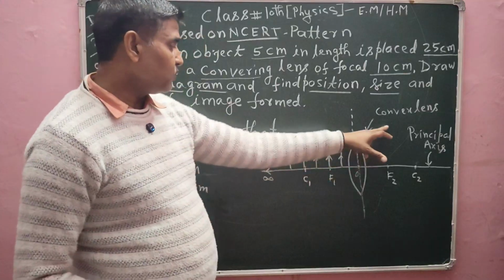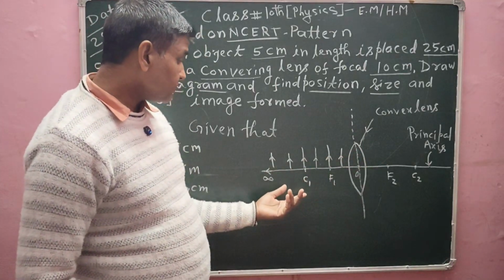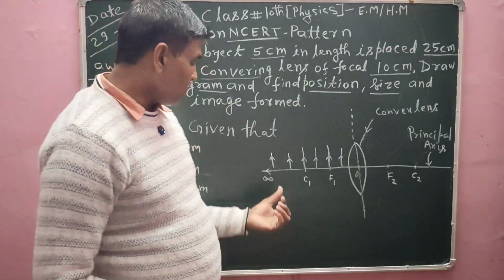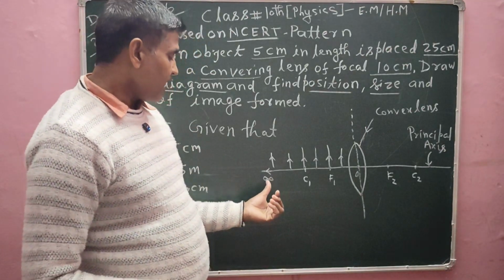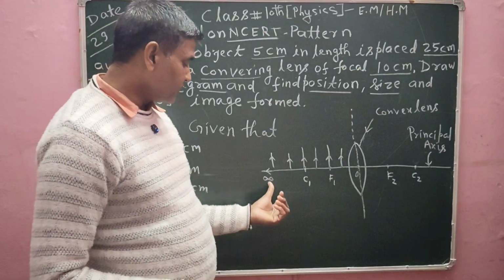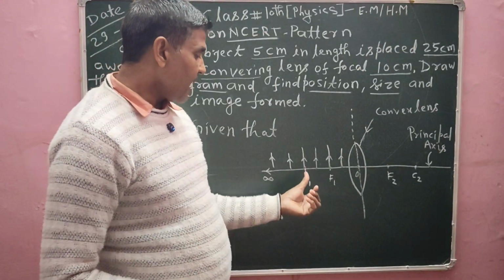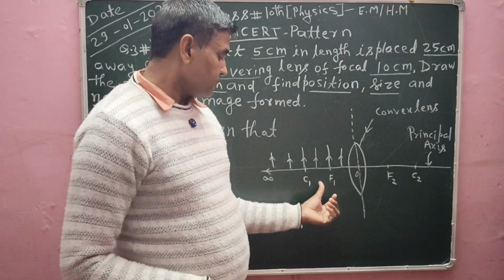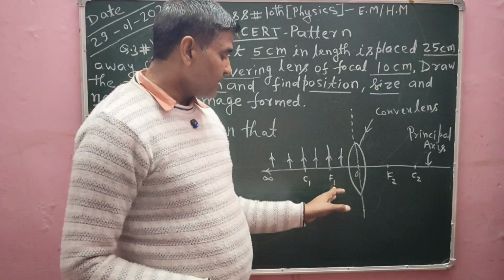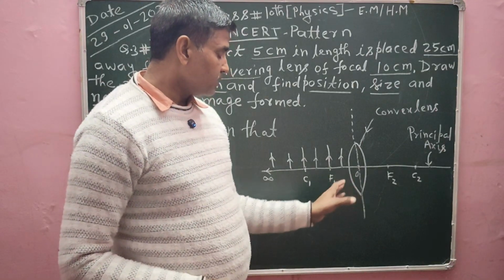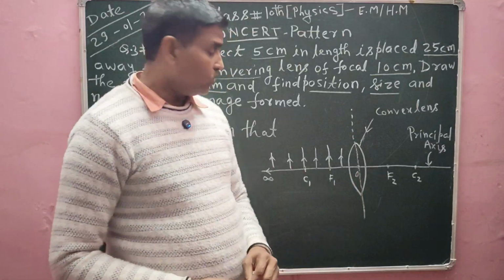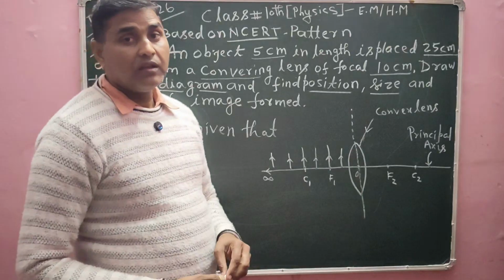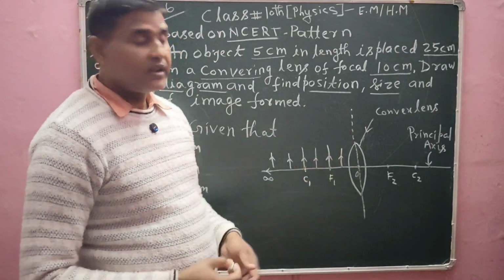So in a convex lens I keep the object in 6 locations to get its image. One is at infinity, second is between infinity and c1, then at c1, then between c1 and f1, next at f1, and the other is in between f1 and O. Corresponding to these positions I will get the image formed by the convex lens.